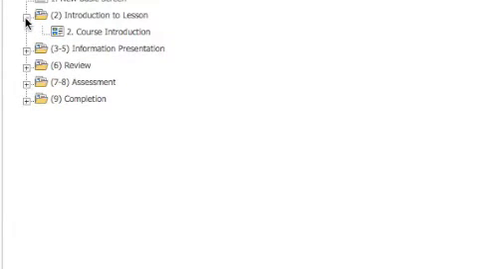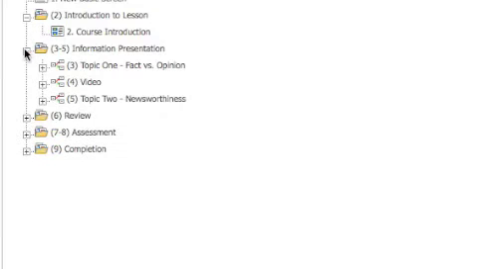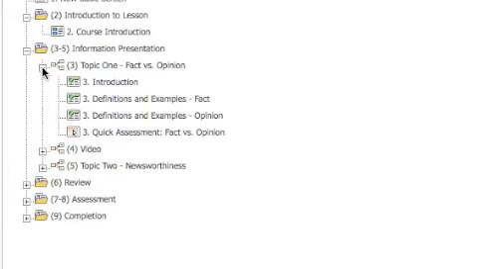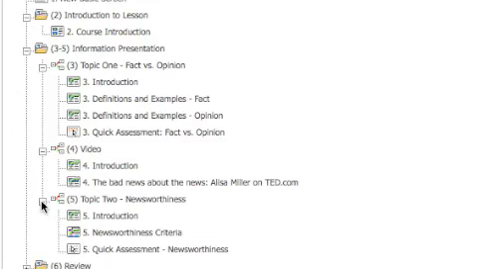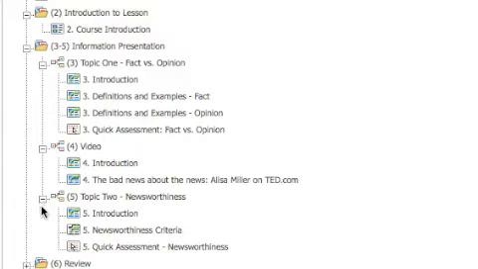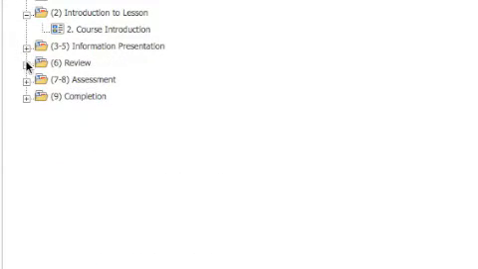The lesson that I constructed goes through a brief introduction and then goes on to talk about fact and opinion. There's some material that's presented in the way of definitions, and a quick assessment follows that just to be sure students are on the right page. There's a video that's included after that that goes into how the United States perceives news, and then the actual criteria for newsworthiness. What are the things that make up the news?